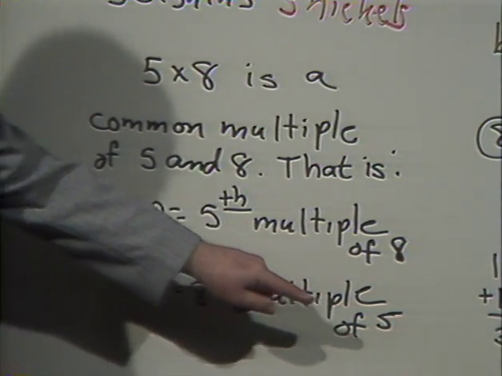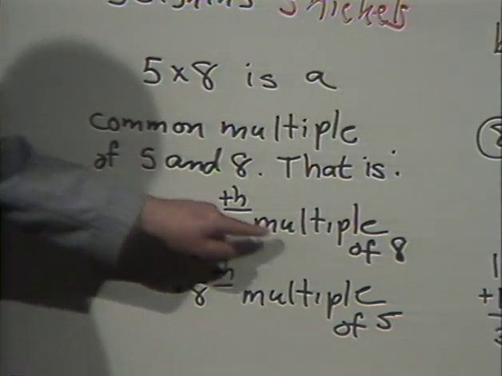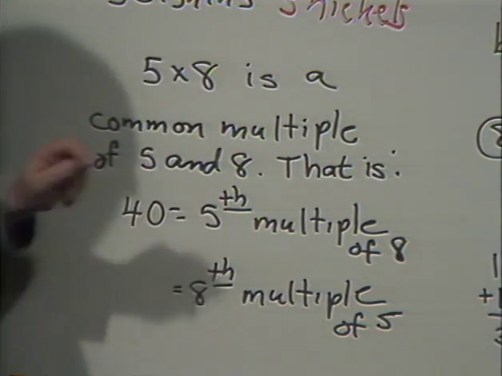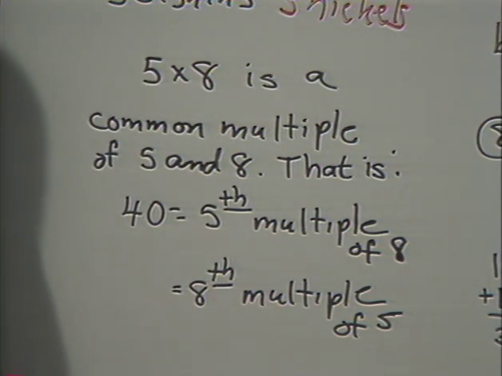In terms of Module 3, if you're counting by 8s, 40 is the 5th number you'll come to. If you're counting by 5s, 40 is the 8th number that you come to. Now that we have a common denomination, we're in business. Watch how we do this.